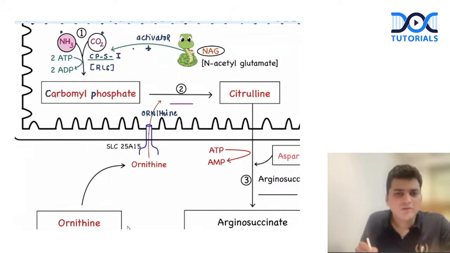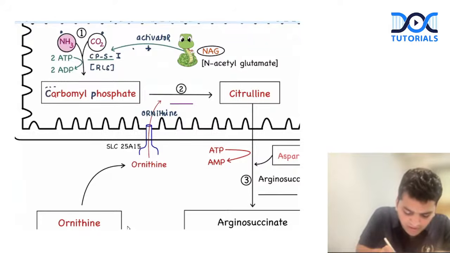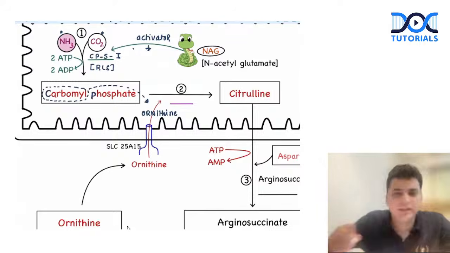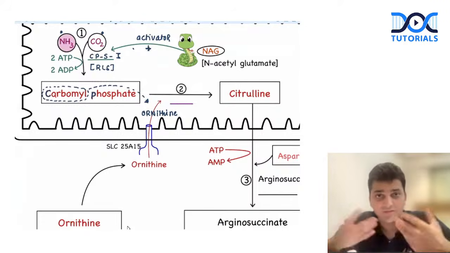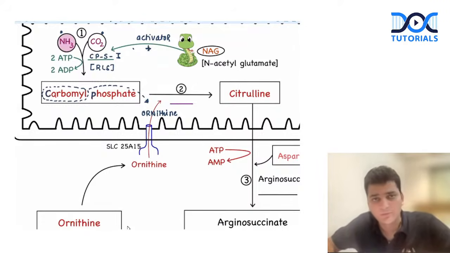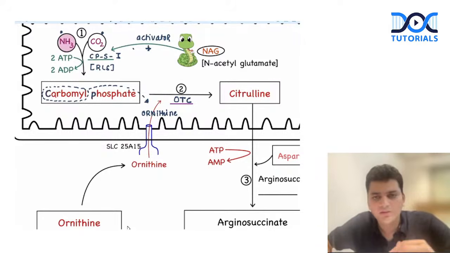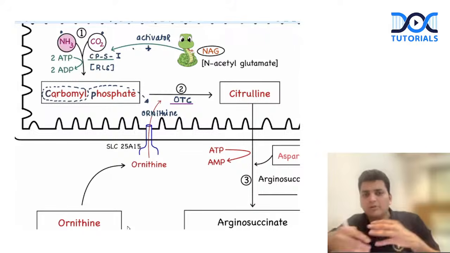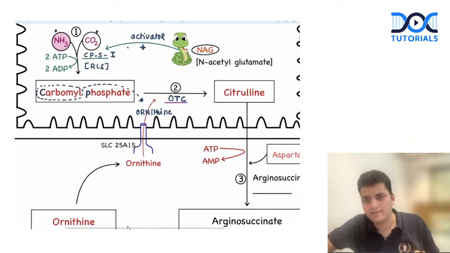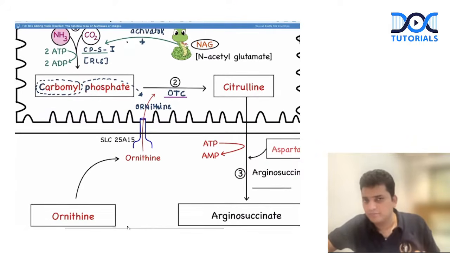So from the carbamoyl phosphate, we'll take the carbamoyl group and we will transfer that carbamoyl group onto the ornithine. And since we are transferring the carbamoyl group, the name of the enzyme is transcarbamylase. So the name of the enzyme is ornithine transcarbamylase, OTC. The full form is below, ornithine transcarbamylase. We are transferring the carbamoyl group onto the ornithine, and we make a molecule called citrulline.